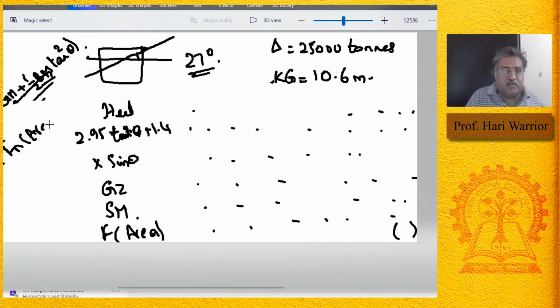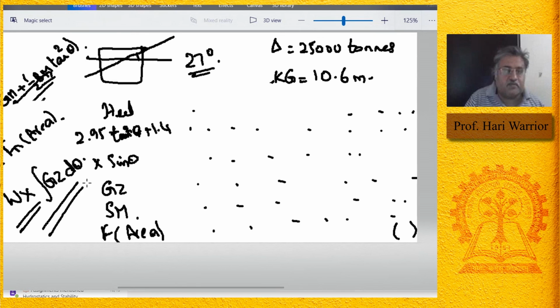All these things have to be very clear. So I'm just going to leave it as such. So you have to do like this. That will give you your area, and that is the area under the curve, and dynamical stability. I keep forgetting this. When you do dynamical stability, it is W into area under the GZ curve, GZ d theta. So right now you got the area under the GZ curve, and then you do W into the area under the curve, you get the dynamical stability.